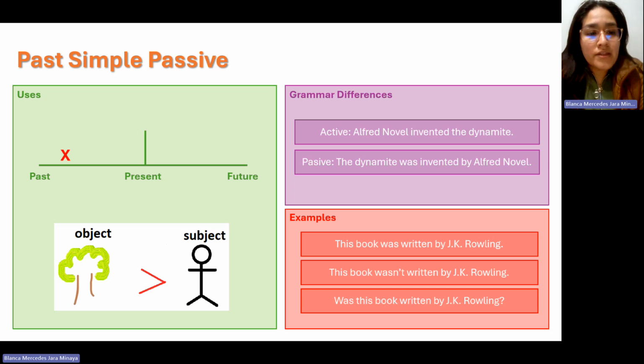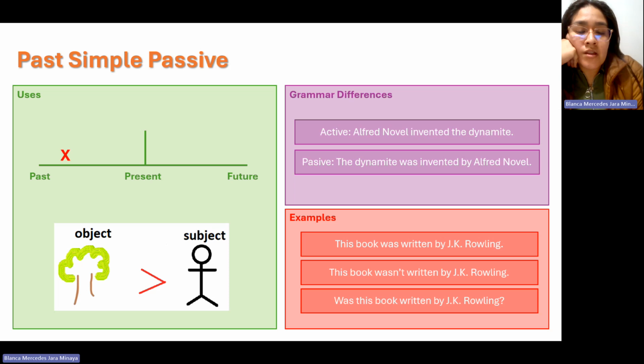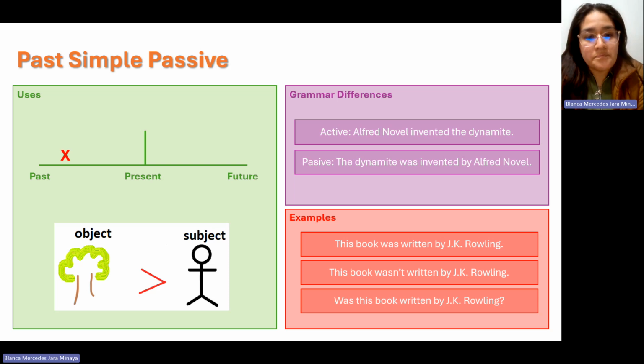the past simple passive. We use the past simple passive to describe actions that were performed on the subject of the sentence in the past. And in this case, also the object has more relevance than the subject. And some grammar difference. An example for the active is Alfred Nobel invented the dynamite, and the passive is the dynamite was invented by Alfred Nobel.